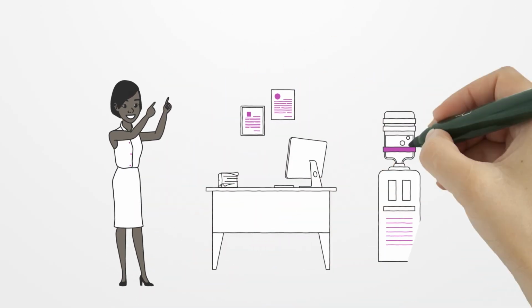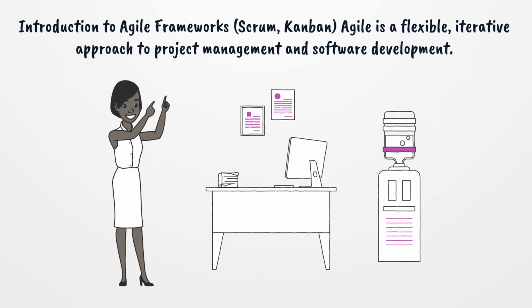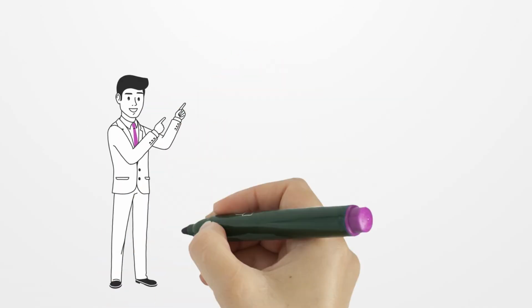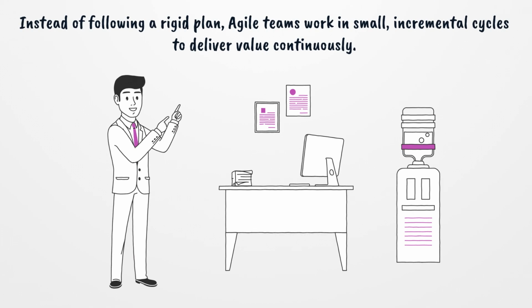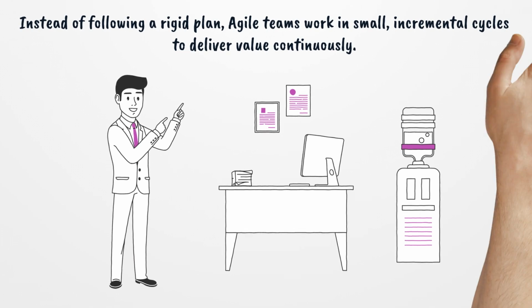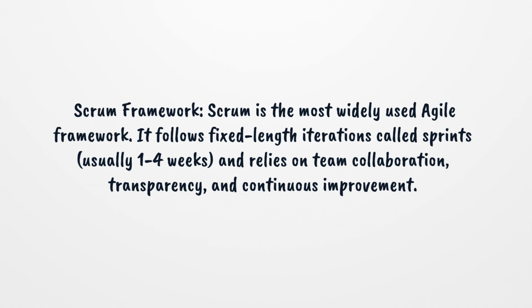Introduction to Agile frameworks, Scrum, Kanban. Agile is a flexible, iterative approach to project management and software development. Instead of following a rigid plan, Agile teams work in small, incremental cycles to deliver value continuously. Scrum framework. Scrum is the most widely used Agile framework. It follows fixed-length iterations called sprints, usually 1 to 4 weeks, and relies on team collaboration, transparency, and continuous improvement.